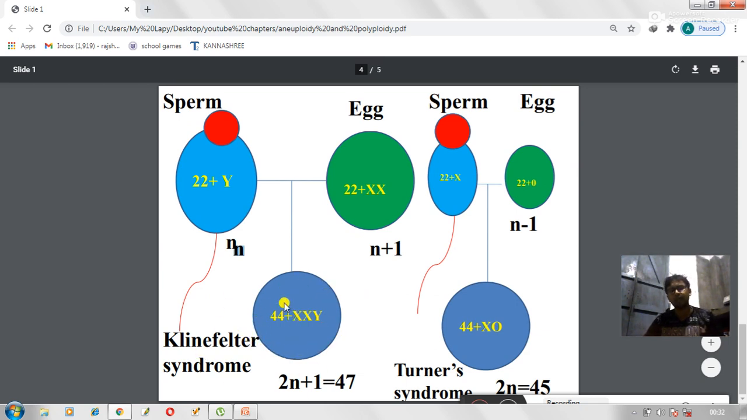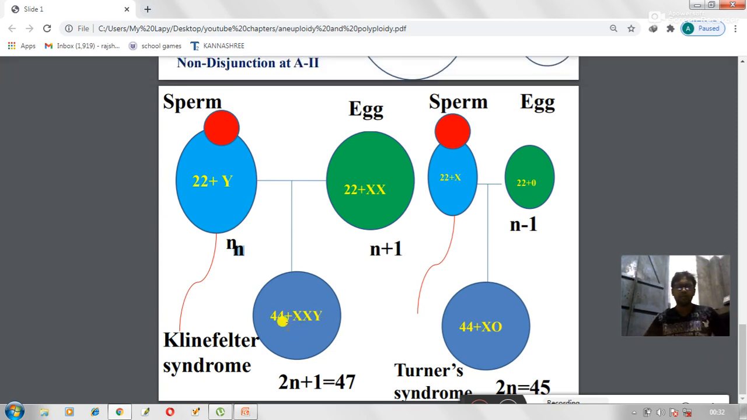That is, the male will develop with some abnormal female characters. The baby will develop with some abnormal features, with secondary gonadal structures and secondary sex organs. These are Klinefelter syndrome, and this syndrome will develop due to the n+1 gamete.